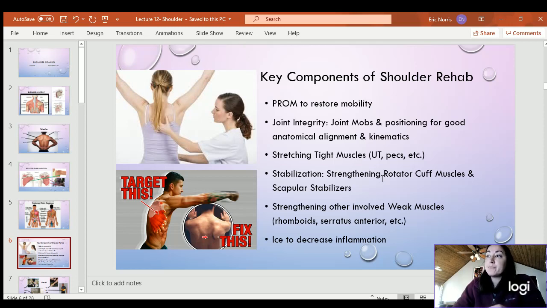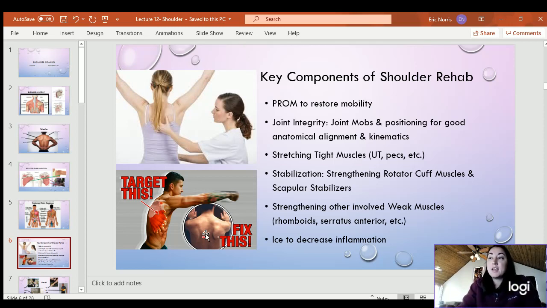And then strengthening other involved muscles. Typically the rhomboids are a little bit weak, those that pull you back into retraction. Serratus anterior sometimes is weak. That can cause winging of the shoulder blade. That's one sign that the serratus anterior is weak, and so that punching forward motion can help target that.